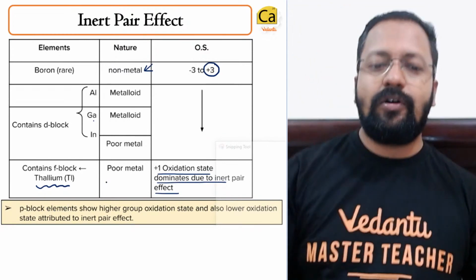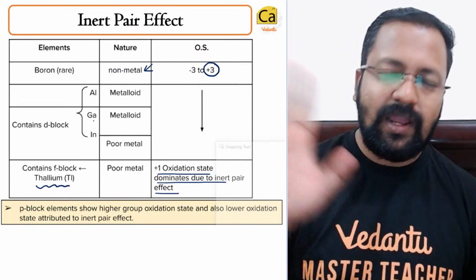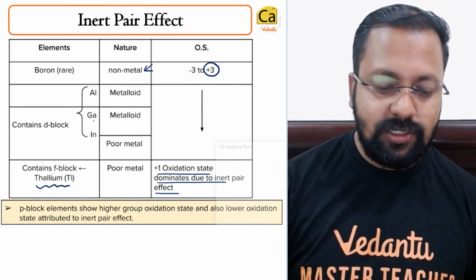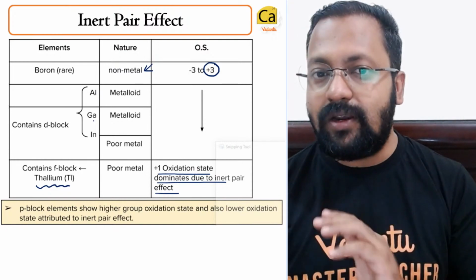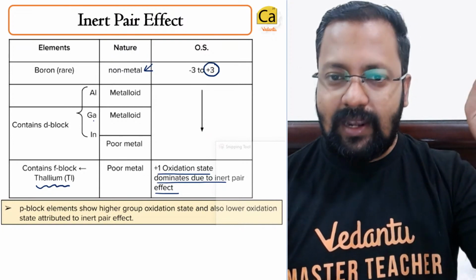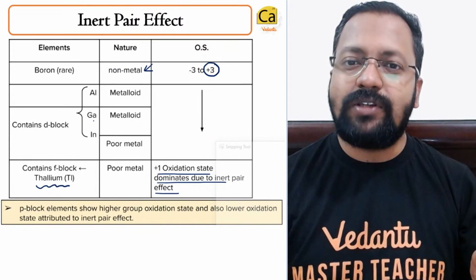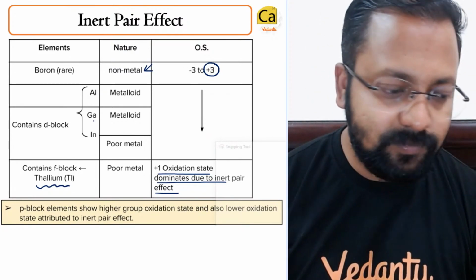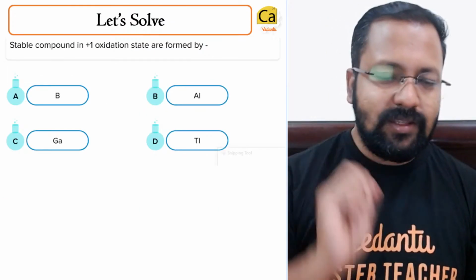So in the P block, this will be the pattern in every group. For example, carbon group. Carbon is present in group 14. The general oxidation state has to be plus 4. So carbon can form compounds in plus 4 oxidation state, but going down the group, the last element is lead. Lead plus 4 oxidation state is less stable, plus 2 oxidation state is more stable. Clear? Chalo. So let's take this question.